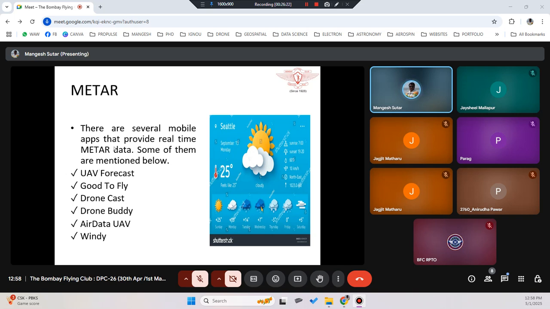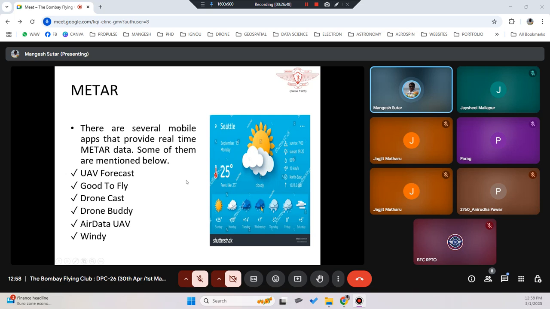If it is going to become cloudy, it gives you the animated output also, like how the wind is going to flow, how the cloud formation is going to happen. All those things are available on these apps, and it gives you a forecast for a period, like the next 3 days or 7 days. Any questions so far on the METAR?